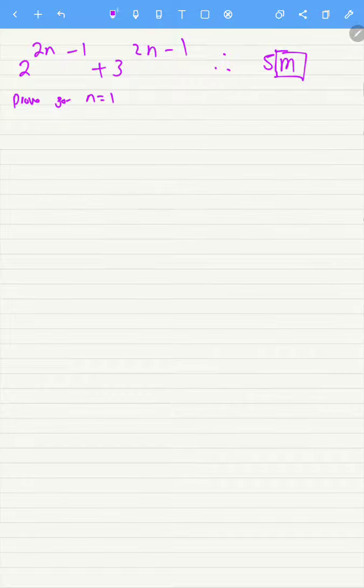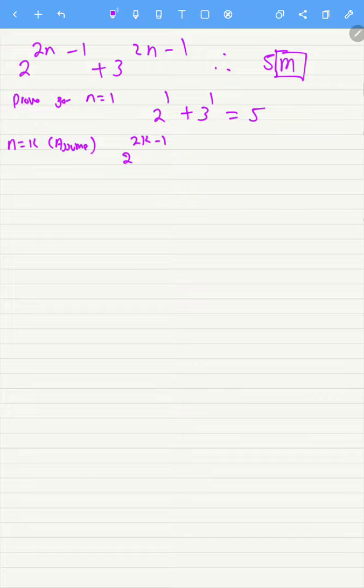So when n is 1, that would be 2 to the 2 times 1 minus 1, which is 1, plus 3 to the 2 times 1 minus 1, which is 1, equals 5. So that's true. Now n equals k, so we're assuming that because we're going to use it later on. So that's 2 to the 2k minus 1 plus 3 to the 2k minus 1 is some multiple of 5, so 5m.